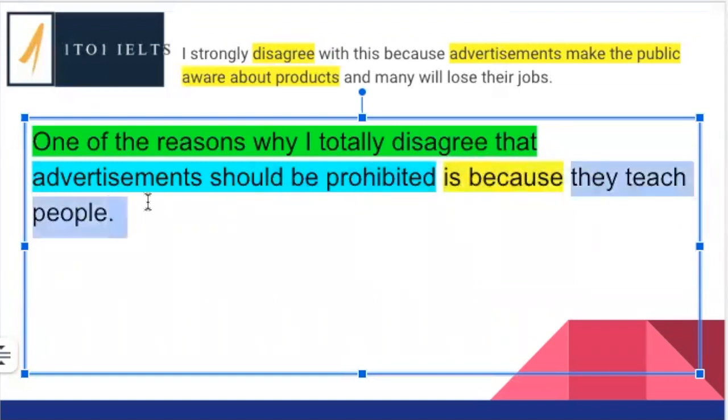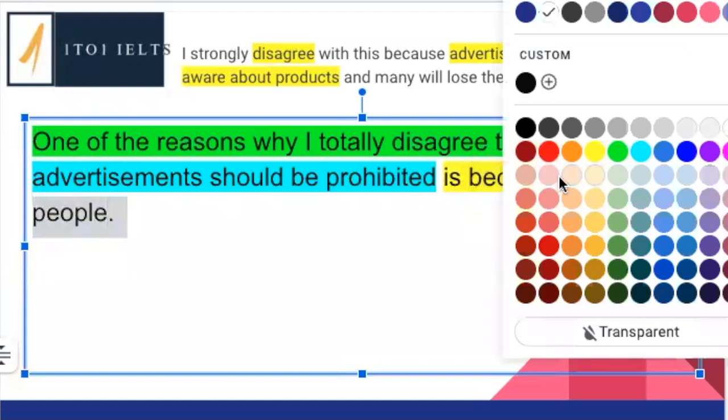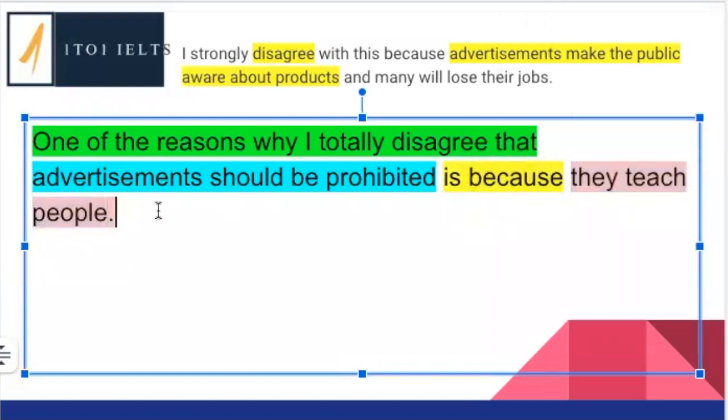The structure is really good. I like it. The structure is absolutely fine. But I would say this is a little bit vague. They teach people, what do they teach people about? So they teach people how to do IELTS. So Reverend said they teach them what to buy. It's not really what they buy. Yeah, and Nabila, that's better. About their products. Is because they teach people about their products.